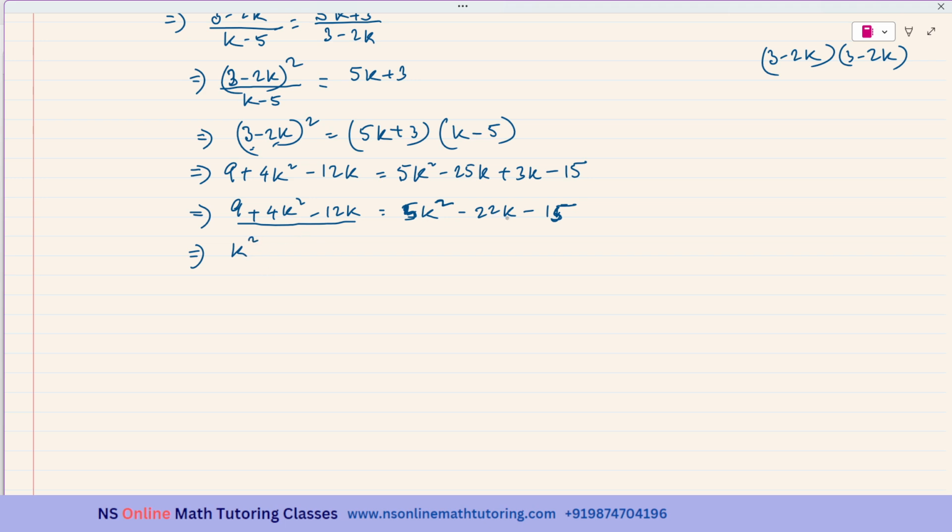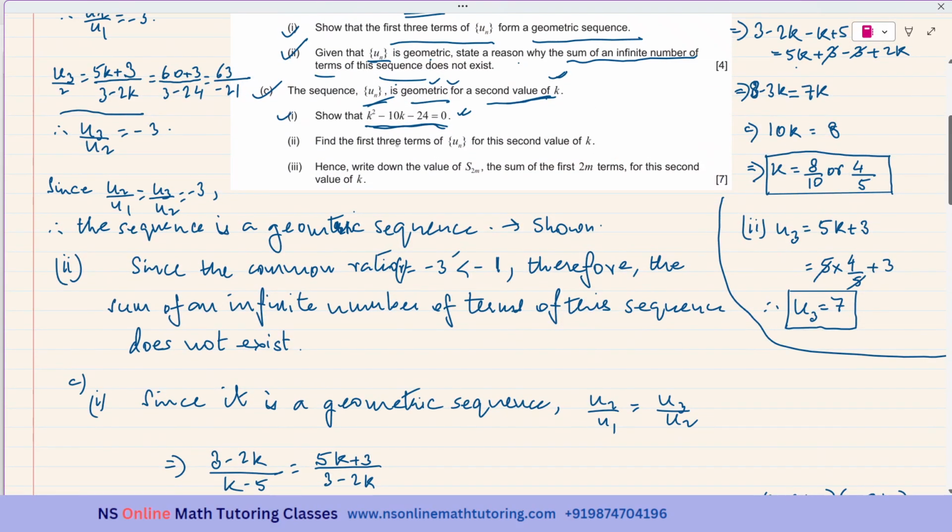And minus 22k, and I'm subtracting, so the sign will be changing. Plus 12k will be equal to minus 10k. And minus 15 and minus 9 will be minus 24 equal to 0. k square minus 10k minus 24 equal to 0.